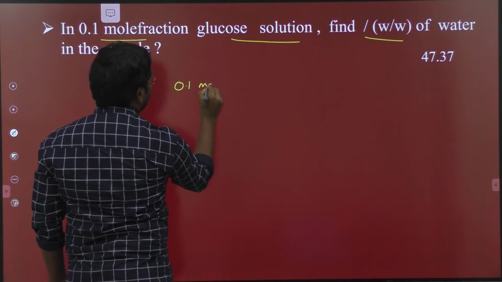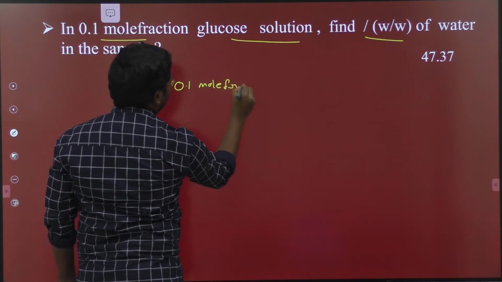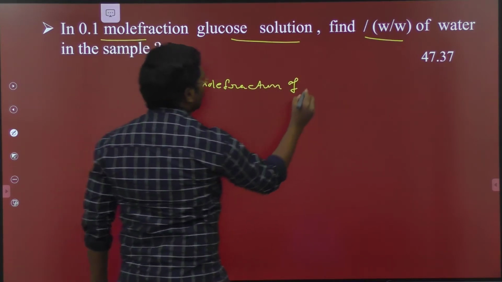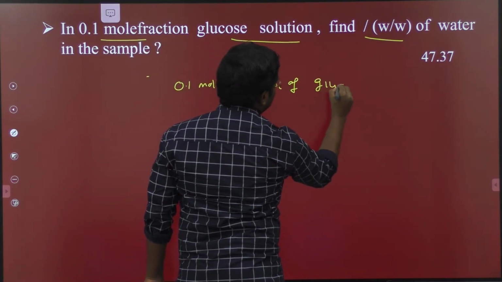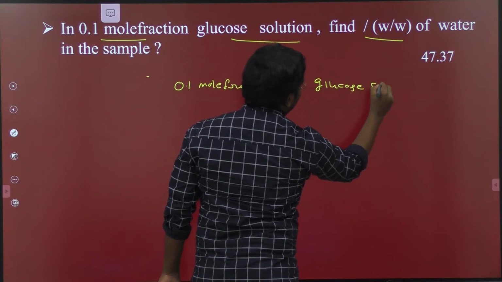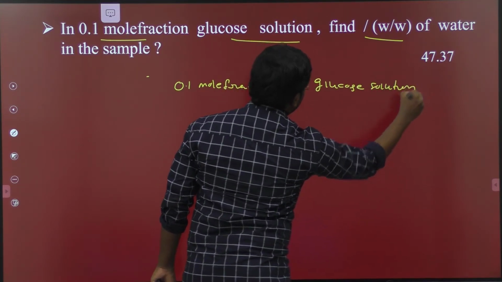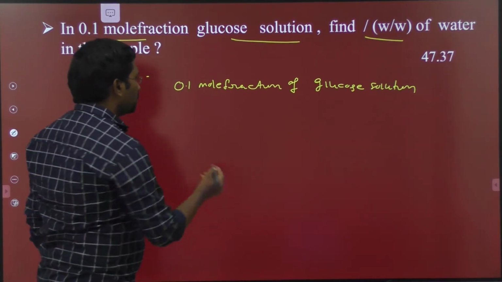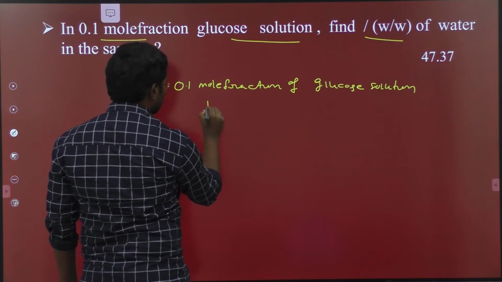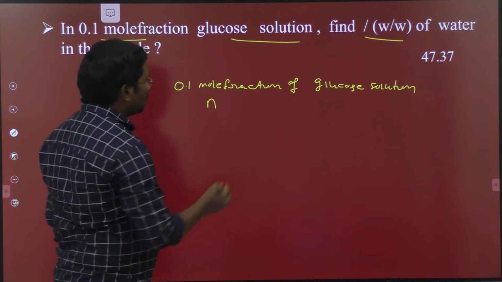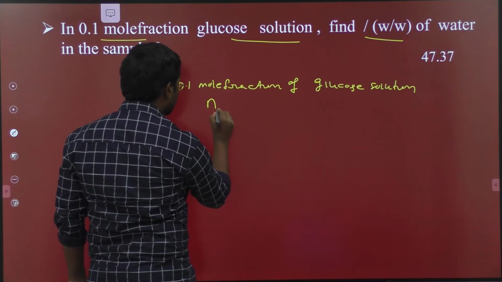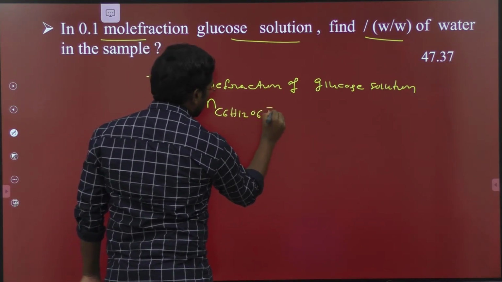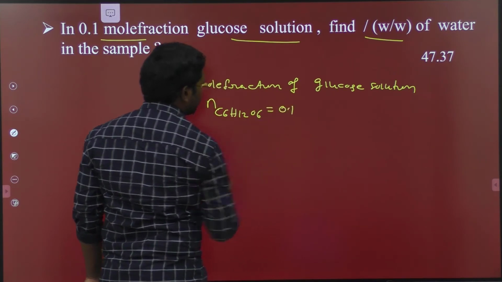So what is given here: 0.1 mole fraction of glucose solution. That means the number of moles of glucose, indicated by the symbol N, the number of moles of glucose with formula C6H12O6, is equal to 0.1.